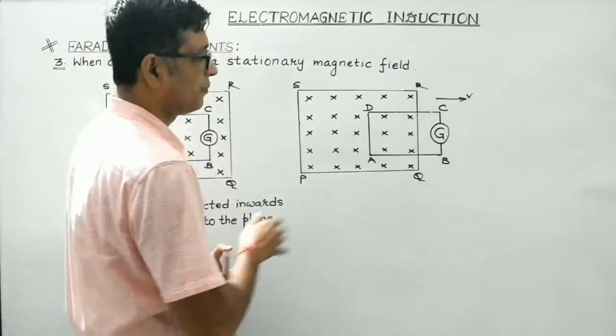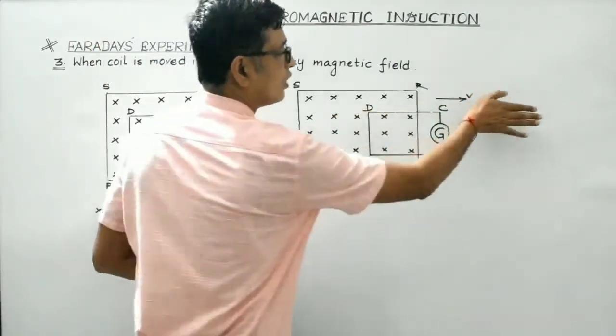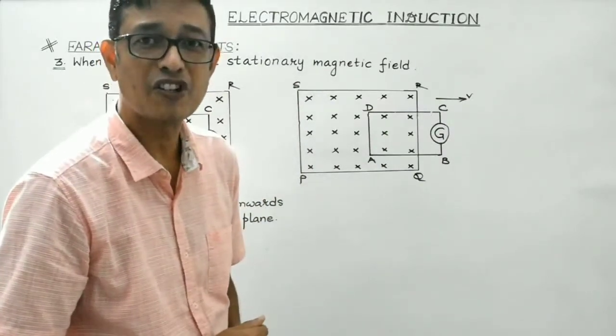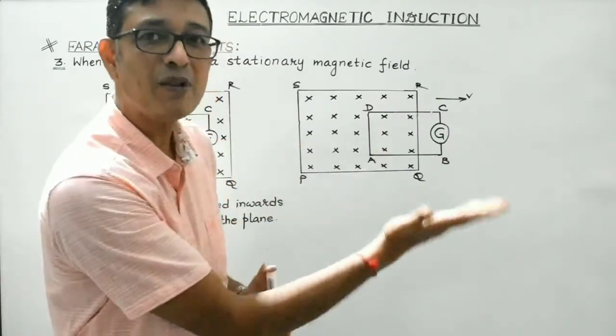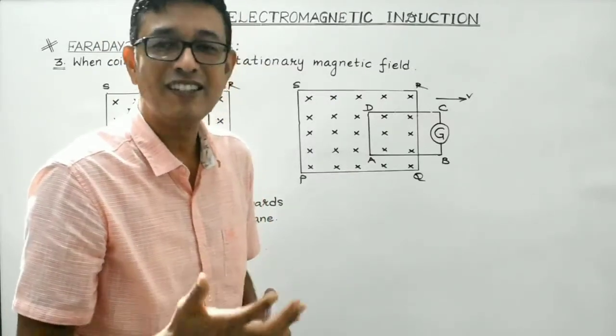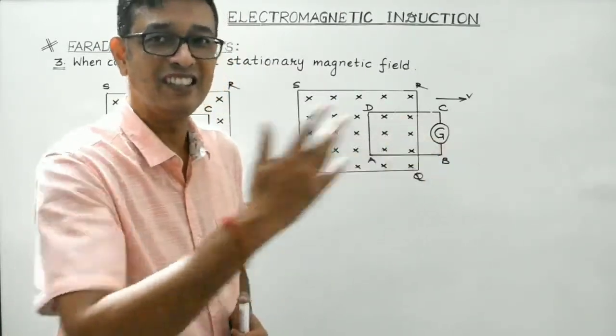Another observation which Faraday made was, if it is pulled outward or inward at a faster rate, then the galvanometer shows an appreciable deflection, indicating that the magnitude of the induced current so produced in the coil also increases.